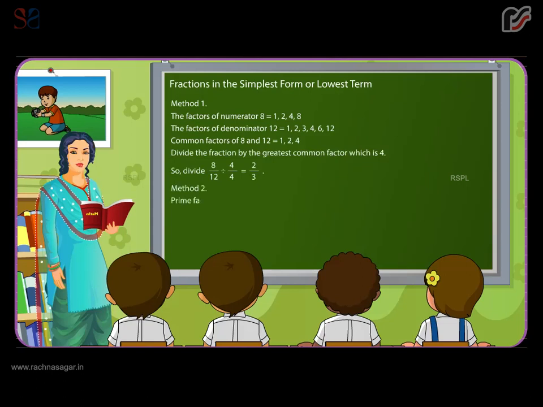Method 2. Prime factorization of the numerator 8 is equal to 2 into 2 into 2. Prime factorization of the denominator 12 is equal to 2 into 2 into 3.